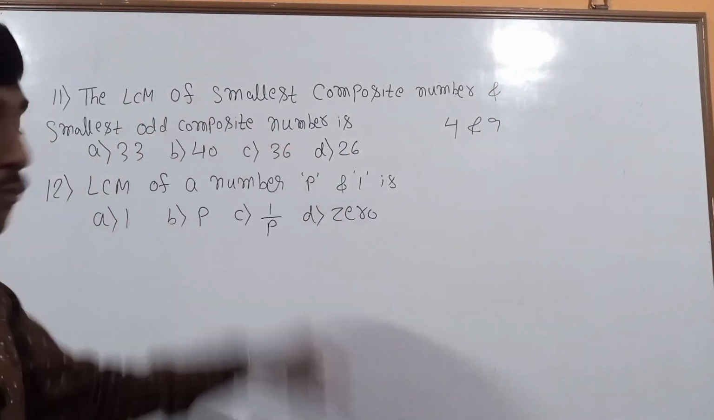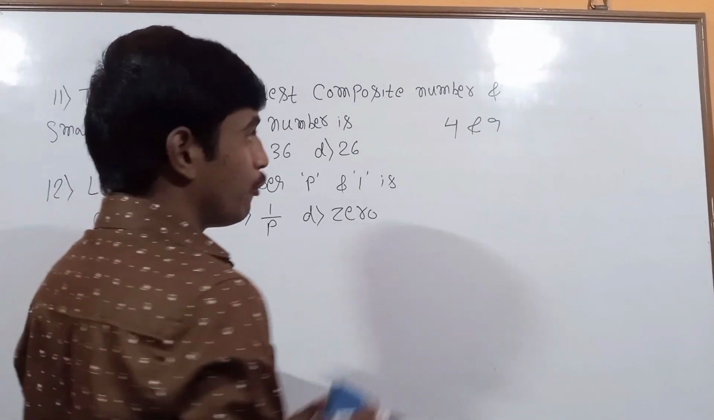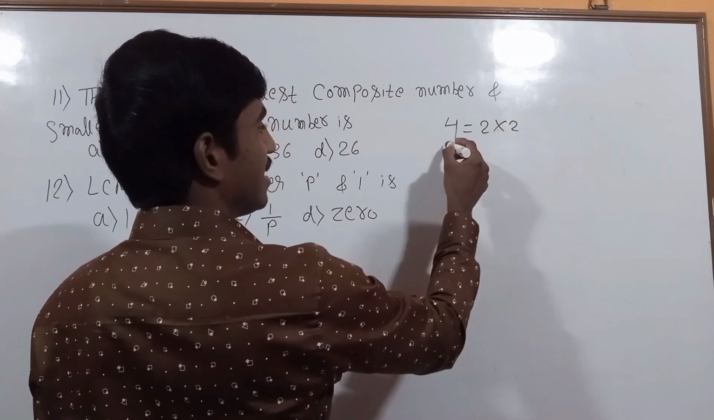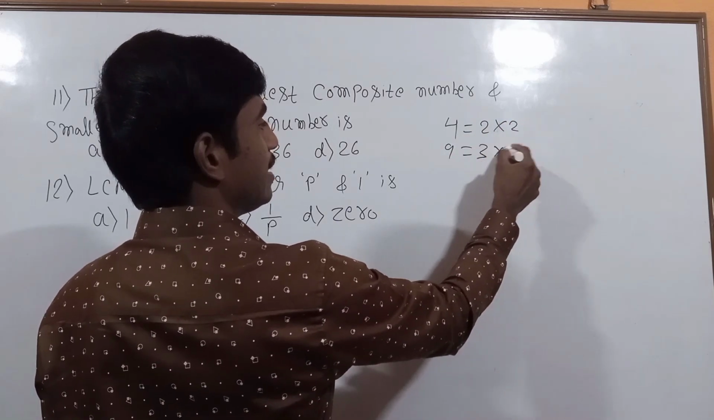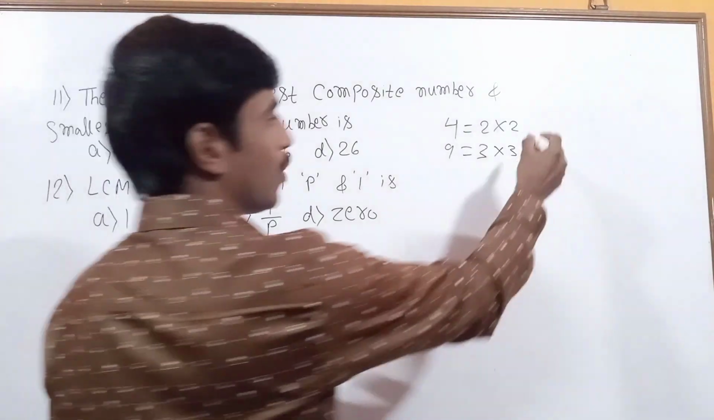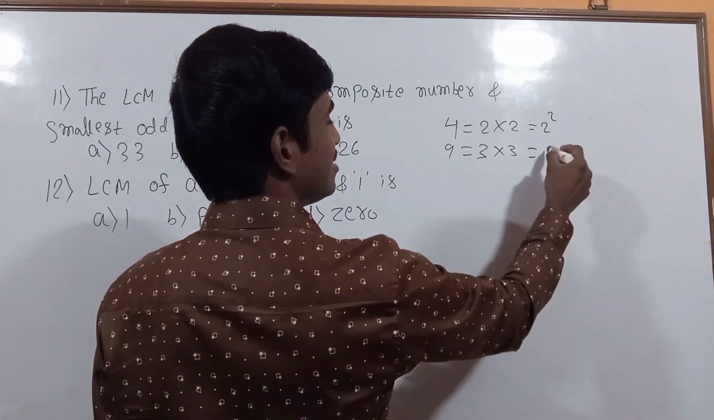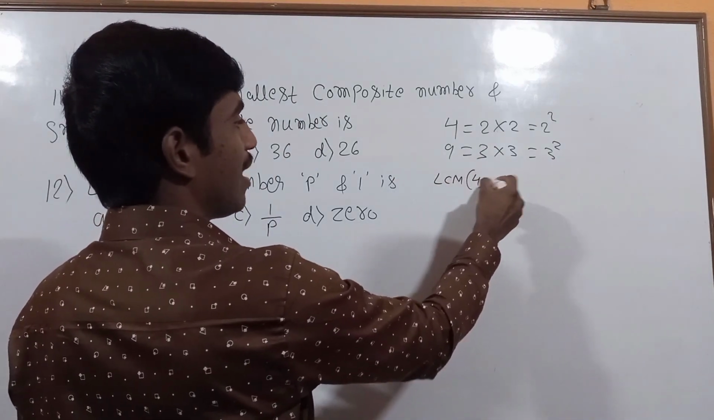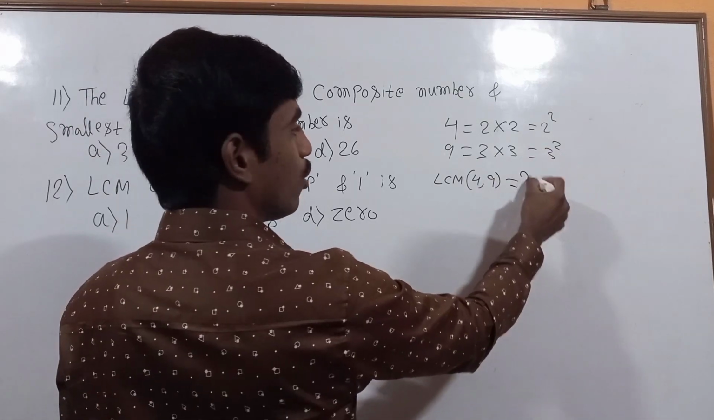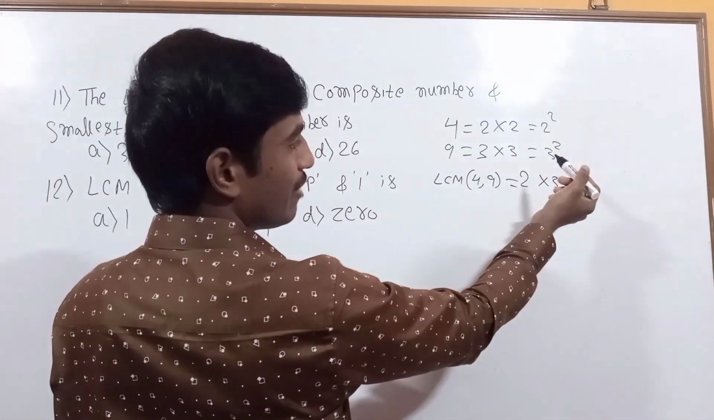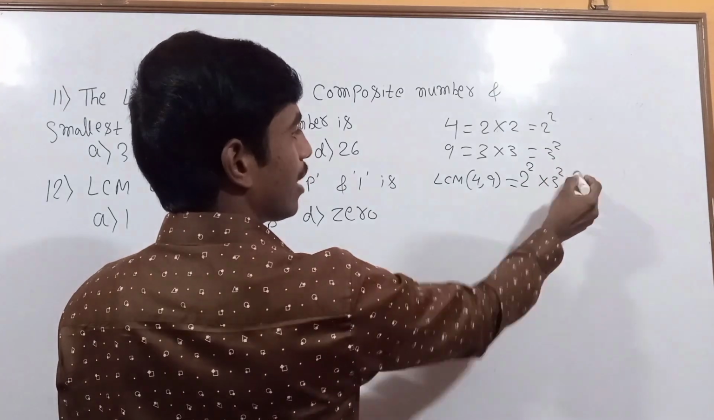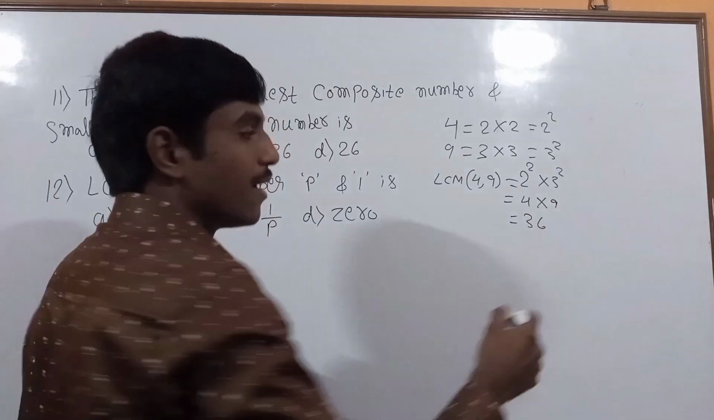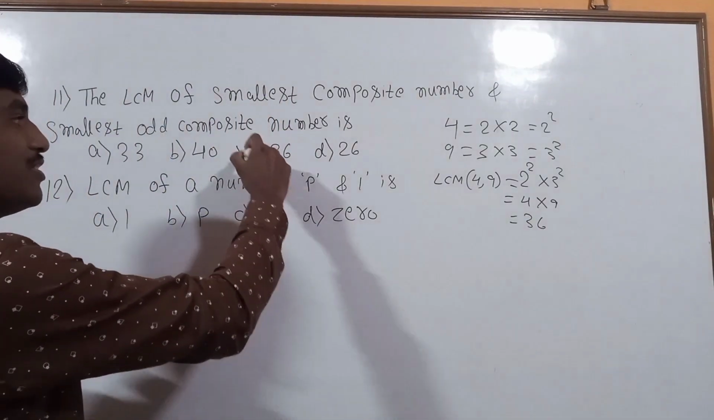So we need to find the LCM of 4 and 9. The factors of 4 are 2 into 2, which is 2 square, and 9 is 3 into 3, which is 3 square. So the LCM of 4 and 9 will be, writing the primes 2 and 3 with their highest powers, 2 square into 3 square. 2 square is 4, into 9, which is equal to 36. That means the answer is option C, which is 36.